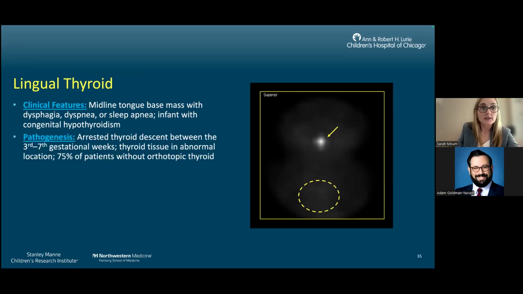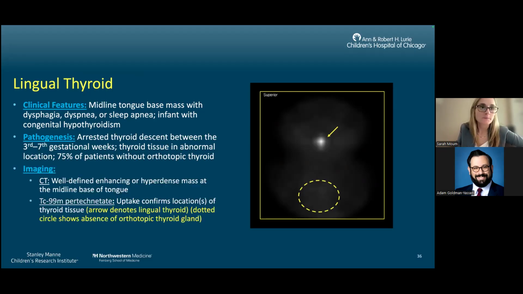So pathogenesis, these lesions come from arrested thyroid descent, which occurs somewhere between the third and seventh gestational week. Thyroid tissue will be somewhere in an abnormal location along that expected pathway of descent. 75% of patients, it's important to keep in mind, will not have an orthotopic thyroid. That's an important thing that you'll be looking for in imaging before these patients undergo treatment.